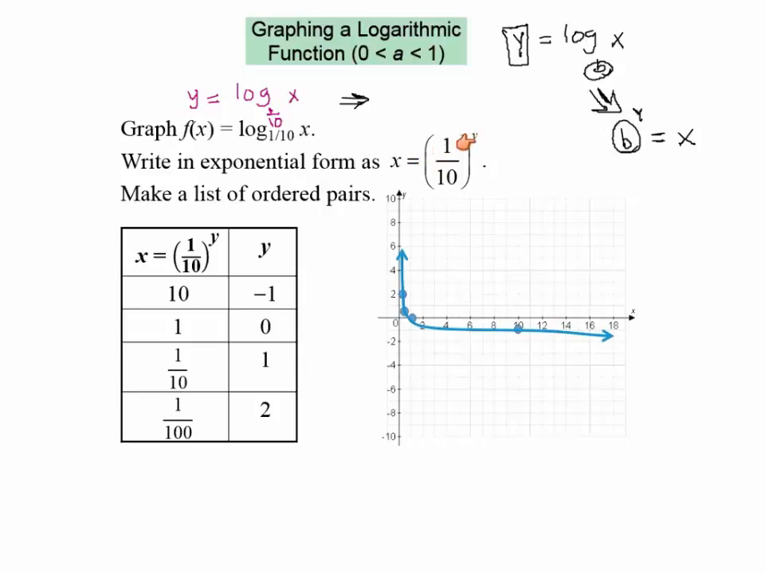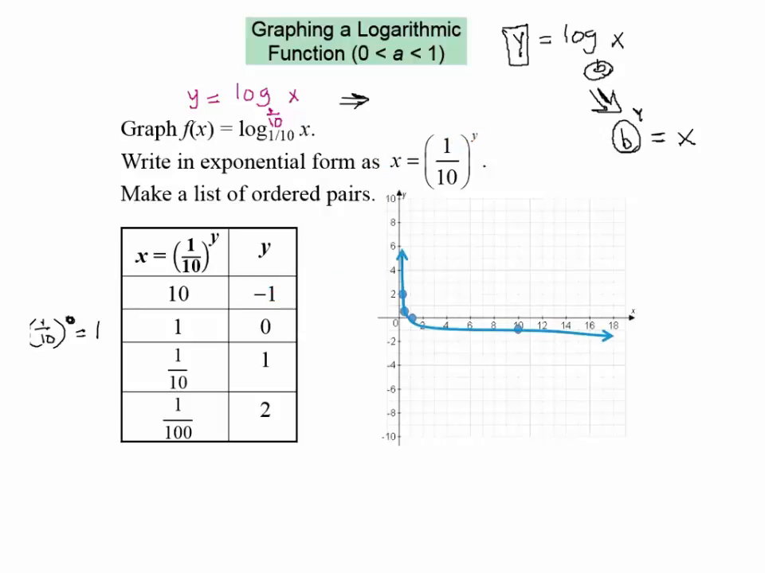Make a list of ordered pairs. Let y be equal to 0. Anything to the power of 0 is equal to 1. If y is equal to 0, here my x would be equal to 1/10 to the power of 0, which is equal to 1. Anything to the power of 0 is equal to 1. So first of all, my graph is going to pass through this point here.